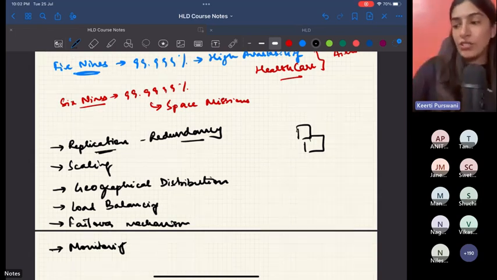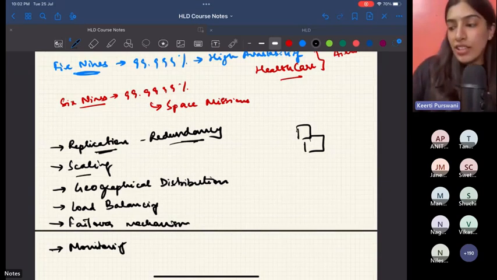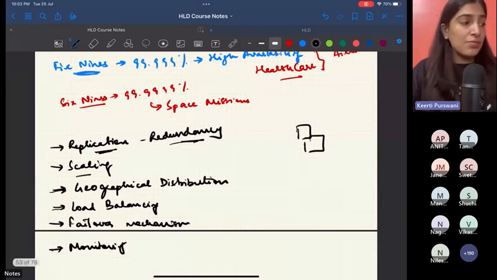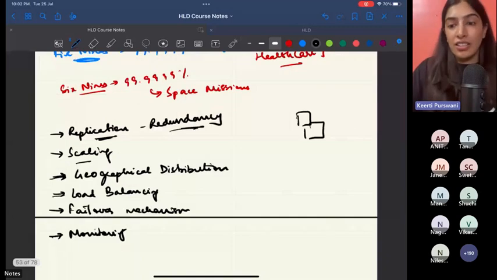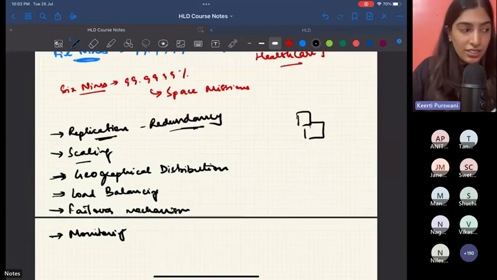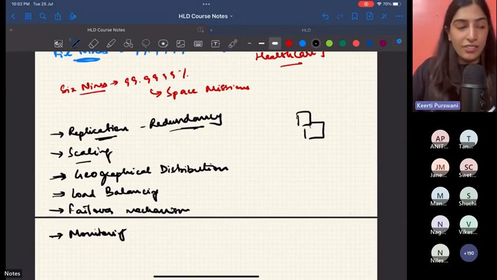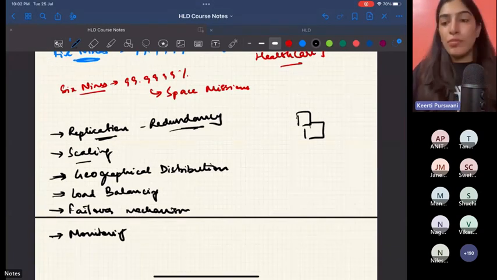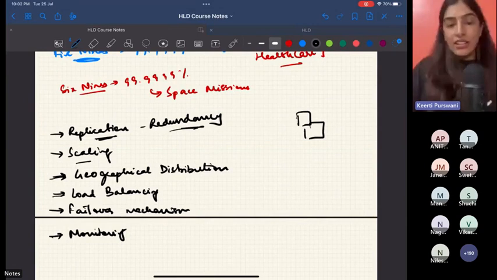Firstly, you could replicate the data. You could have redundant data. You could scale it out. You could place it in geographical locations, use load balancing, failover mechanisms. But how do you even prevent it? Monitoring, right? Monitoring leads to scaling. Very good, Love.